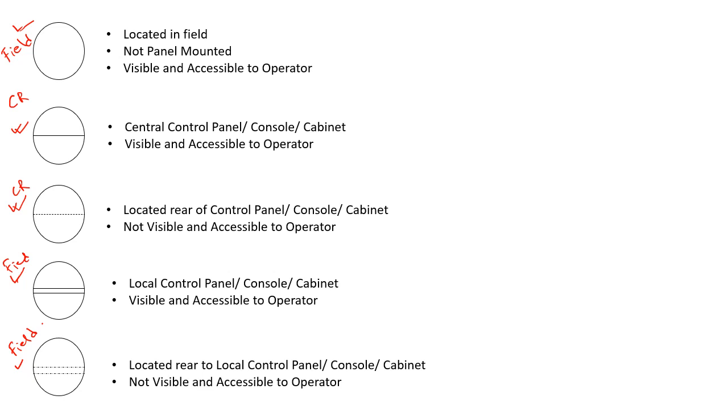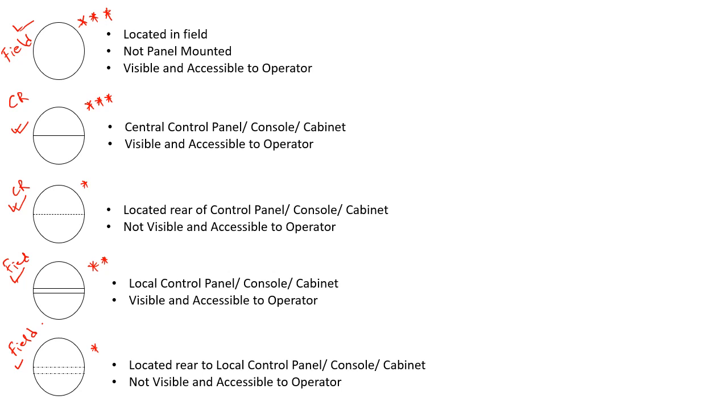Now if there are dotted lines, it is always on the rear side, whether it is a single line or a double line. Within these symbols, you will find that this particular symbol and this particular symbol are most widely used. Other symbols are not so frequently used. You will find some usage for the field mounted instrument, but a field mounted instrument at the rear side is very uncommon. At the same time, a control room instrument located at the rear side is very uncommon.